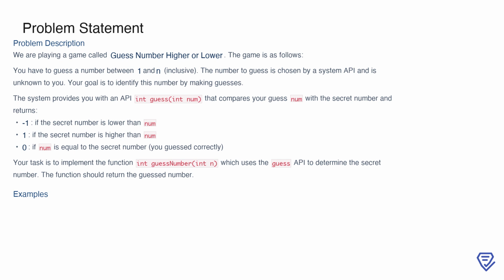When you make a guess, this function compares your guess to the secret number and returns one of three values. It returns -1 if the secret number is lower than your guess, 1 if the secret number is higher, and 0 if your guess is correct. Your goal is to implement the function guessNumber(int n), which uses the guess API to identify the secret number and return it. This is the essence of the problem and sets the stage for the examples we'll explore next.